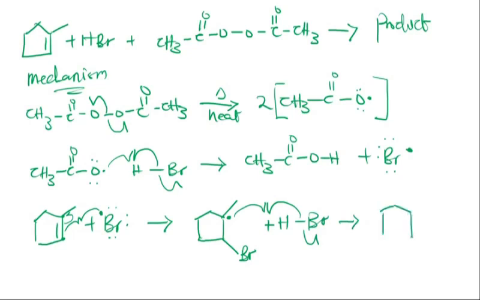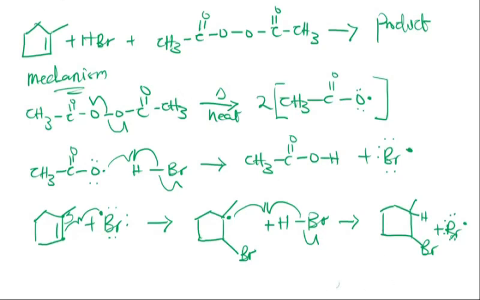So our product will now be this, with the hydrogen over here, plus the Br radical in solution, which will then go and react with the starting material again to form another product for us.